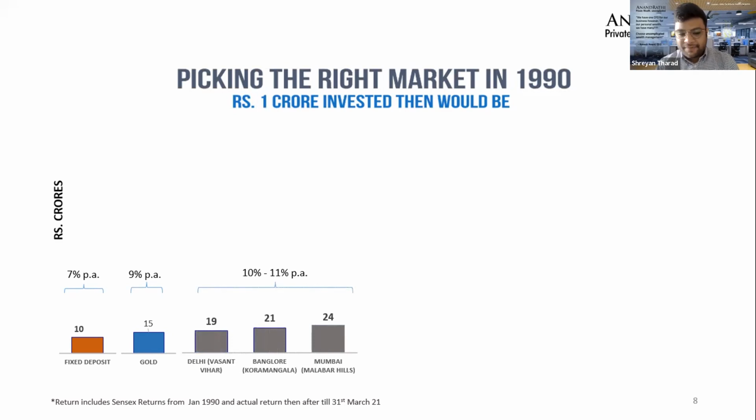Look at the real estate. We've looked at prime locations: Delhi Vasant Vihar, Bangalore Koramangala, Mumbai Malabar Hills. It would have grown to 19 crores, 21 crores, and 24 crores. Again, only a 10 to 11% per annum returns. In multiples, it looks beautiful, right? One has become 21. Wow, 21x. I bought this when the square feet price was only 1,000 rupees. Today it is 21,000 rupees per square feet.